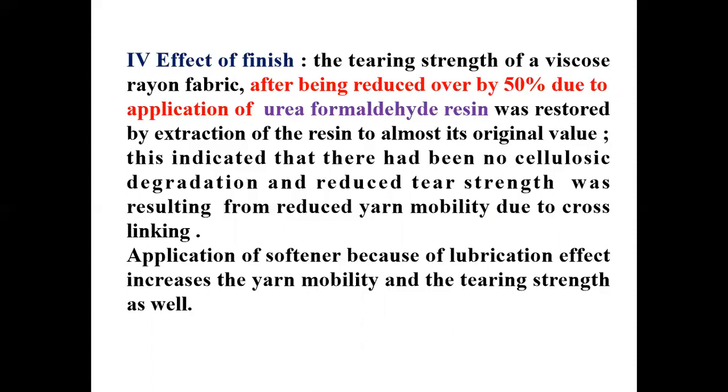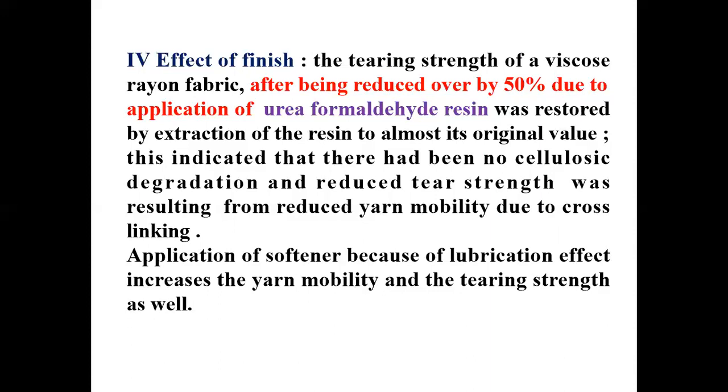Now, as a result of less mobility, what will happen? The yarn cannot form the groups at the time of propagation of the tear. So naturally, if you apply the urea formaldehyde resin, the tearing strength may reduce up to 50%, right? But this can be counteracted by application of the softener. You know the softener, what is the function of the softener? Softener is one sort of lubrication, right? And it will increase the lubrication effect.